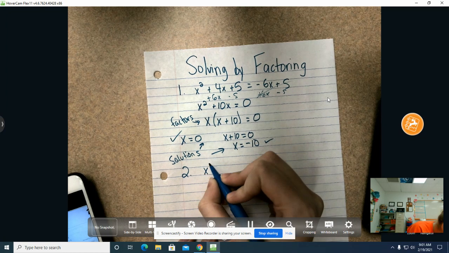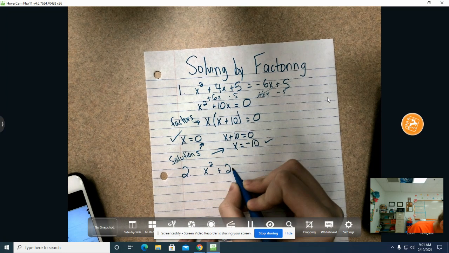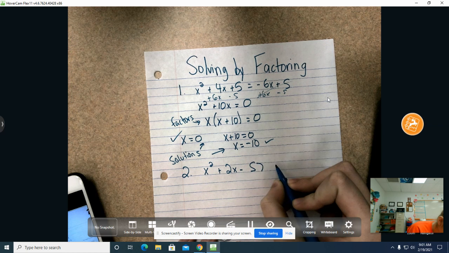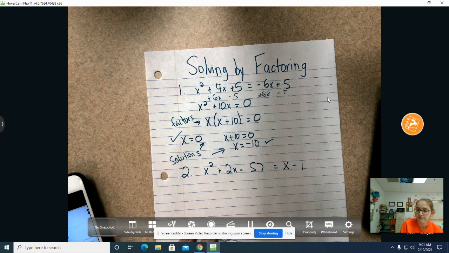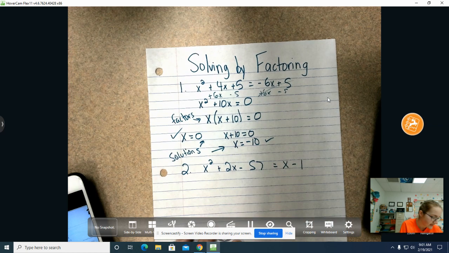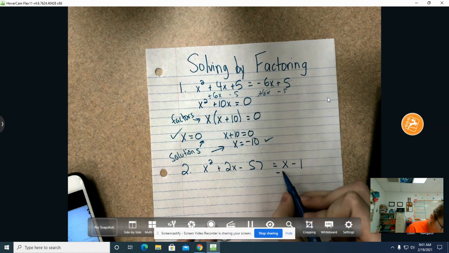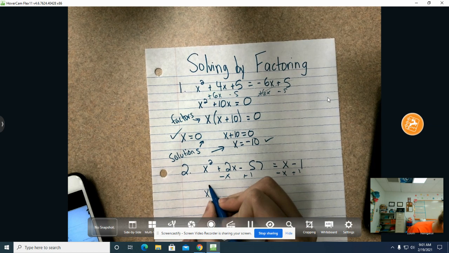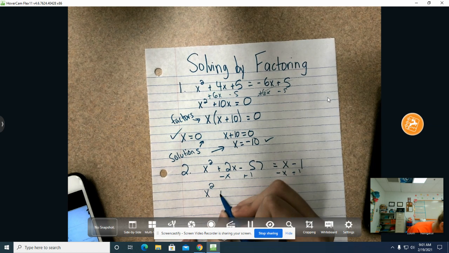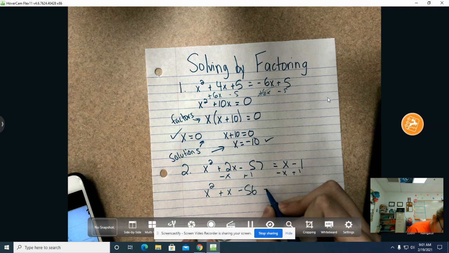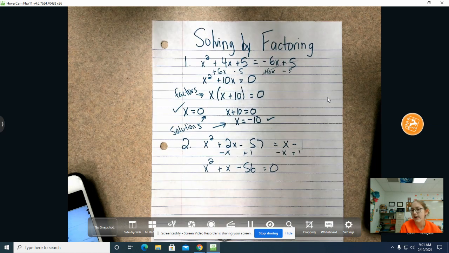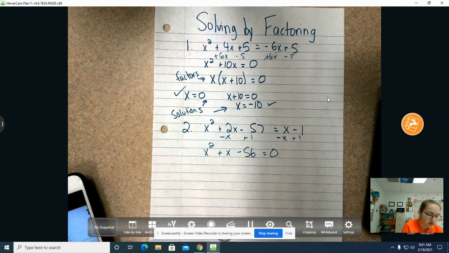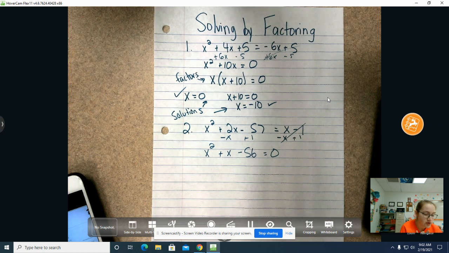So we're going to have x squared plus 2x minus 57 equals x minus 1. Again, we're going to have to set that equal to 0, so we'll minus our x and we'll add our 1. So that's going to give us x squared plus x minus 56 equals 0. So now we have to determine what type of factoring to do. So we have 3 terms, so odds are it's going to be one of our trinomials. 56 isn't a perfect square, so it's going to have to be our regular trinomial factoring.